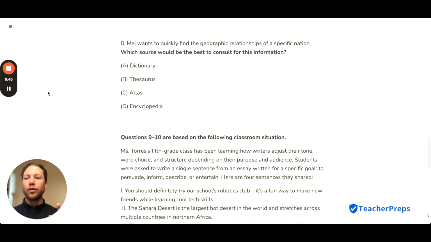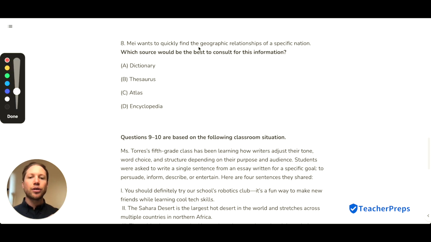Now, although we can find a lot of information with all of these resources, the key term here that draws my attention is this geographic relationship, which is going to be best discovered, found, and learned through reading an atlas. So we'll select answer option C.